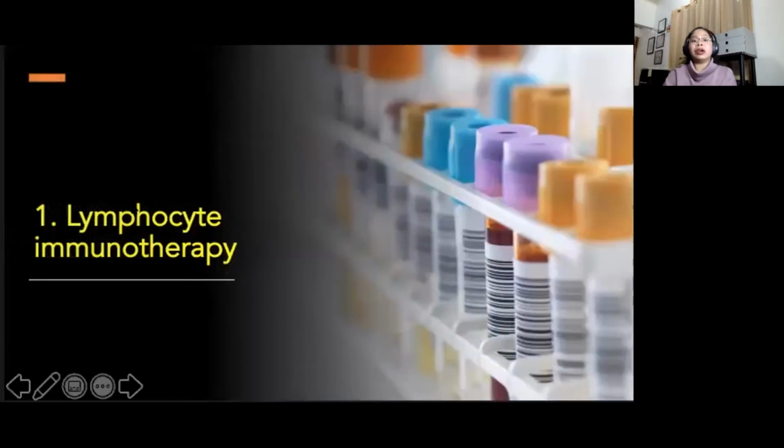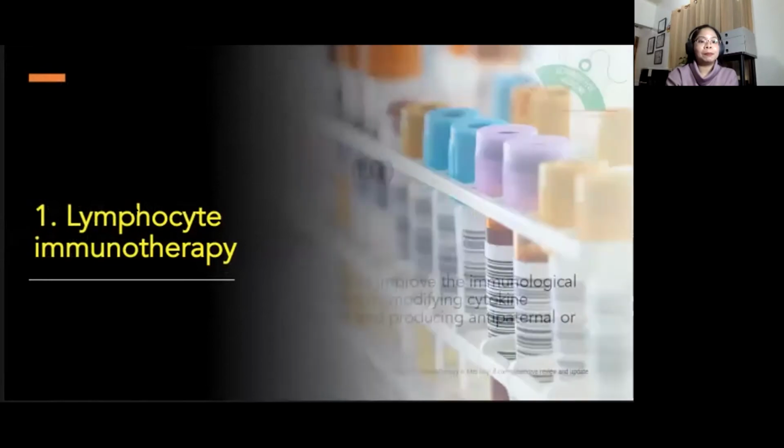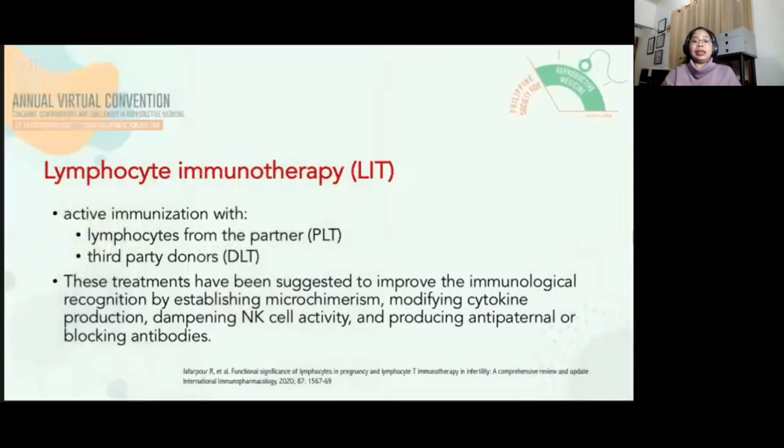Now let's first talk about lymphocyte immunotherapy. Lymphocyte immunotherapy is actually active immunization, either using lymphocytes from the partner of the patient or from a third-party donor. These treatments have been suggested to improve the immunological recognition by establishing microchimerism, modifying cytokine production, dampening NK cell activity, and producing anti-paternal or blocking antibodies.